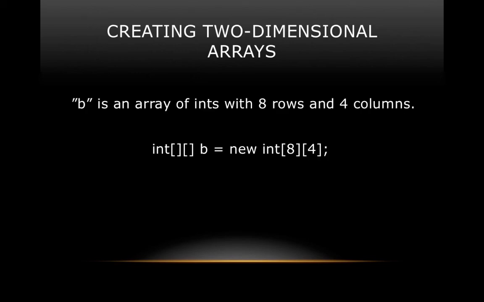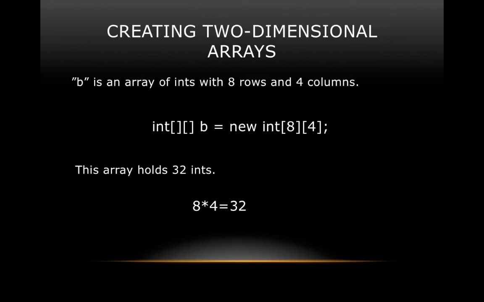As with one-dimensional arrays, two-dimensional arrays can be instantiated using the new command. In this case, we state the number of rows in the first square brackets and the number of columns in the second square brackets. This code creates an array of ints called b with 8 rows and 4 columns. This array holds 8 times 4 equals 32 ints.